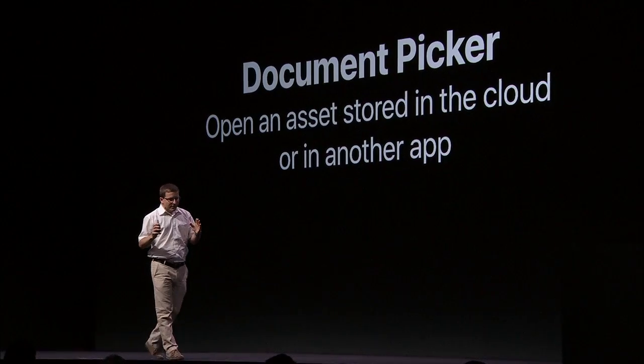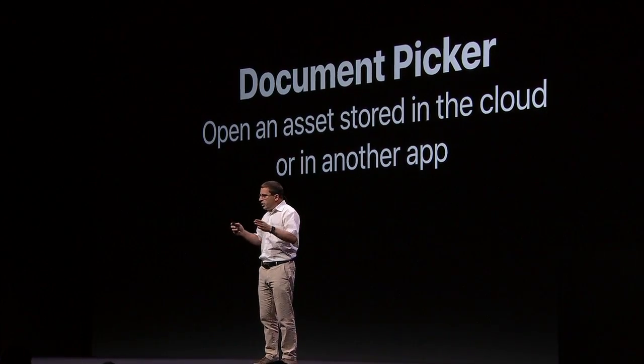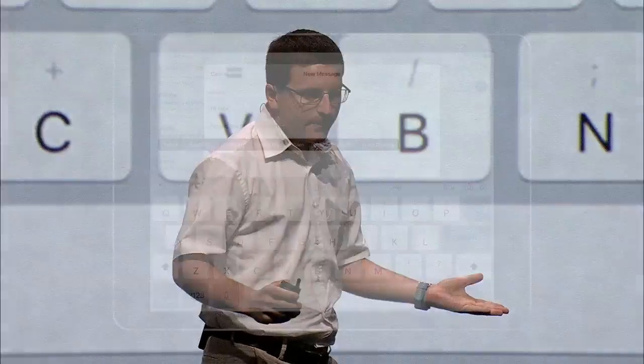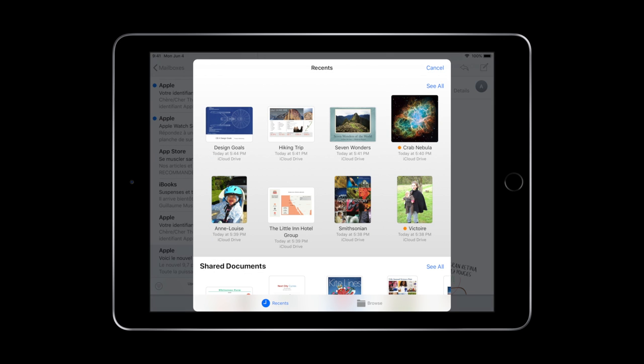Now, the document picker is a different thing. You use it to let your customers open documents or assets stored in the cloud or stored in other apps, but it is only shown to let them choose a file, and then it goes away. A document picker is what we use in mail. When you want to attach a file to an email, you tap the Add Attachment button, and this sheet pops up. This is a document picker. You choose a file to attach, and the sheet goes away.